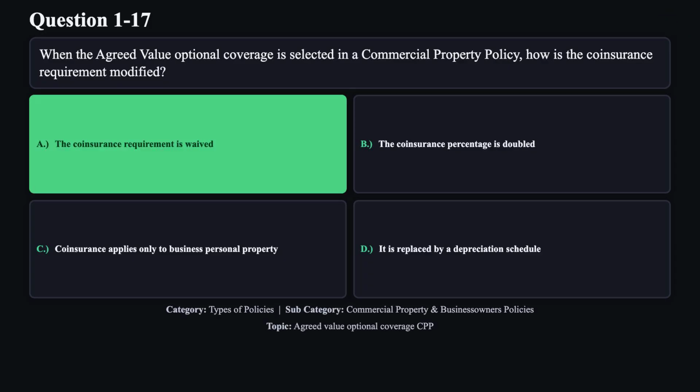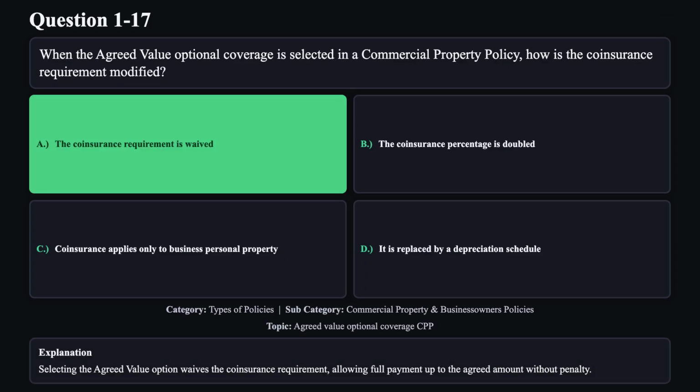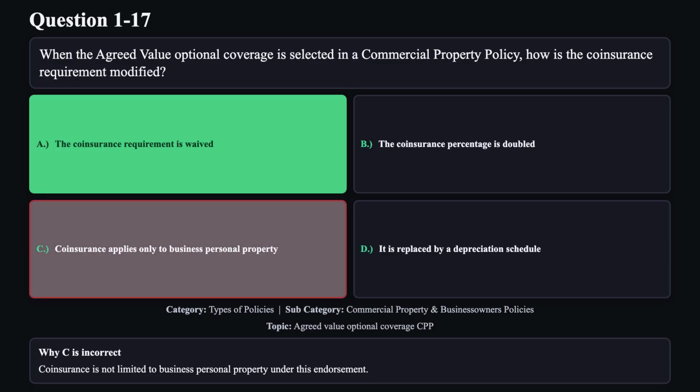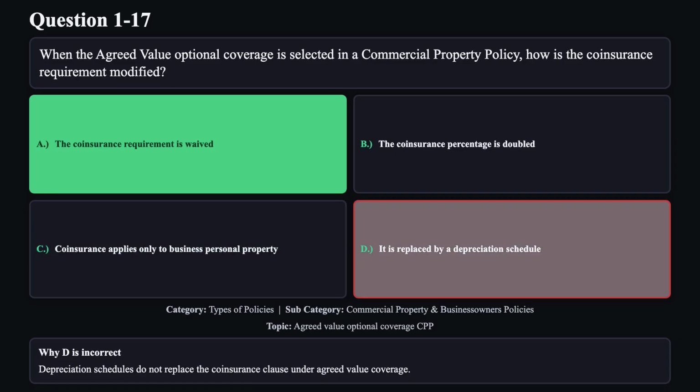The correct answer is A. Selecting the agreed value option waives the coinsurance requirement, allowing full payment up to the agreed amount without penalty. Reason B is not correct. Doubling the percentage contradicts the purpose of agreed valuation, which is to eliminate coinsurance penalties. Reason C is not correct. Coinsurance is not limited to business personal property under this endorsement. Reason D is not correct. Depreciation schedules do not replace the coinsurance clause under agreed value coverage.